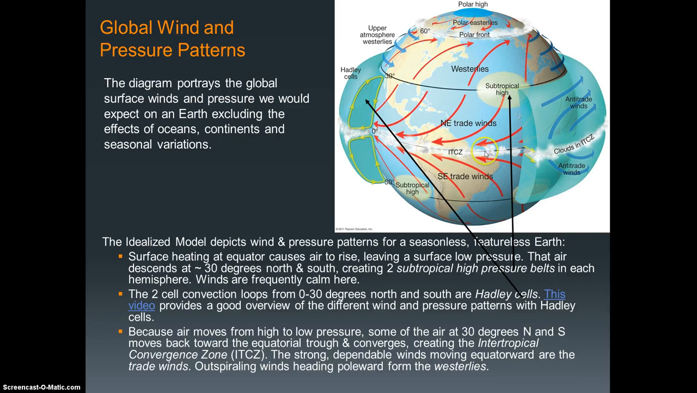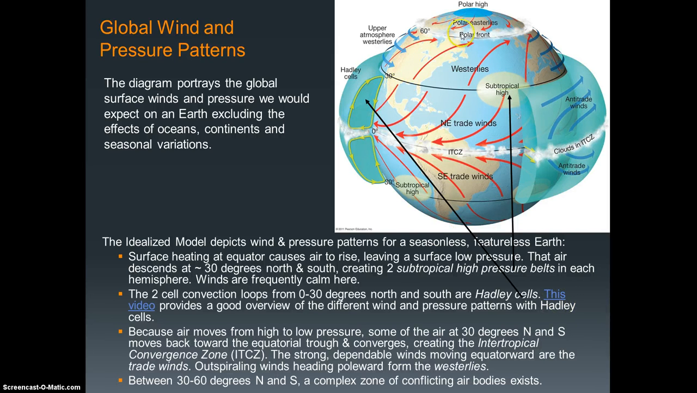And as we looked at in chapter 6, one precipitation mechanism is convergence of two air masses. So this will result in winds and cloud formation and a lot of precipitation.